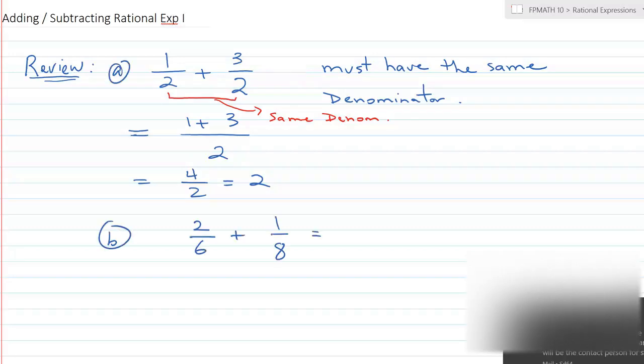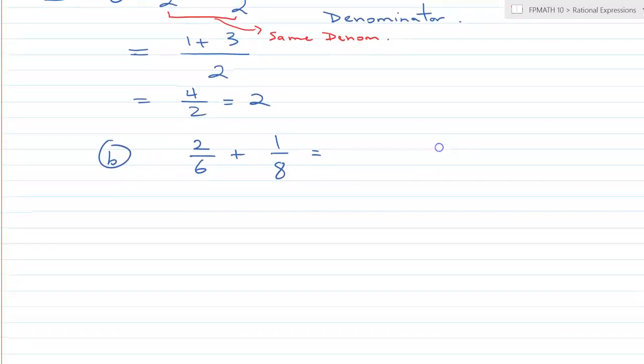All right, let's look at this review B question. 2/6 plus 1/8. I made that on purpose. Notice that now the denominators are not the same. But to add these two fractions, we must make the denominators the same. Now, I could have given you 1/3, but I didn't. I did that on purpose. 2/6 is good. So what is the lowest common denominator?